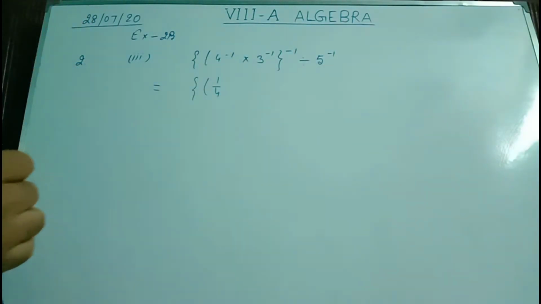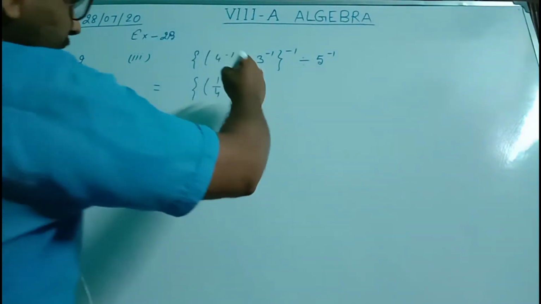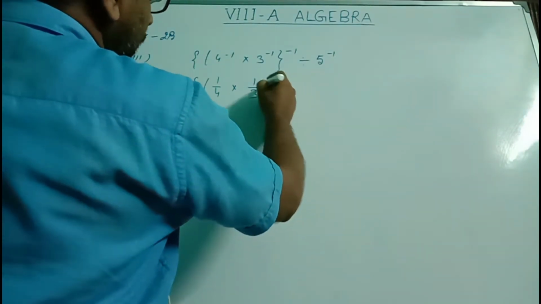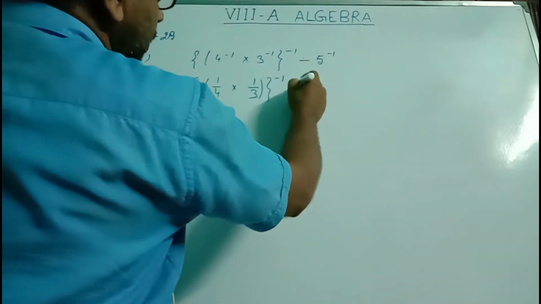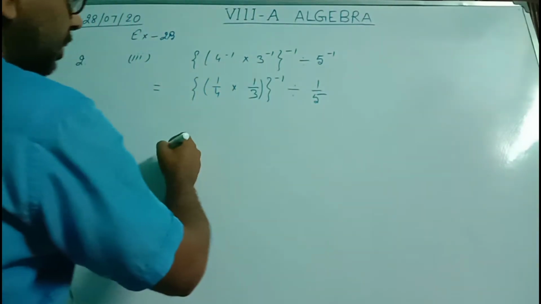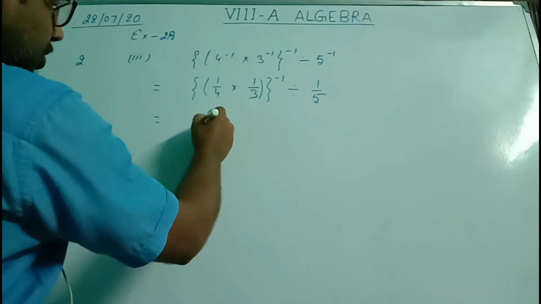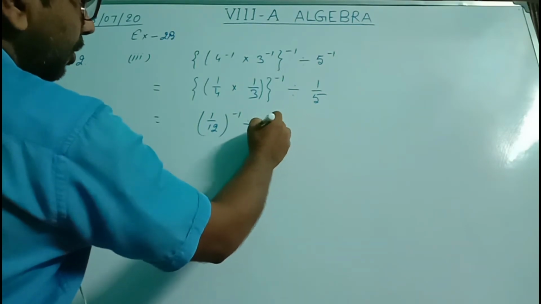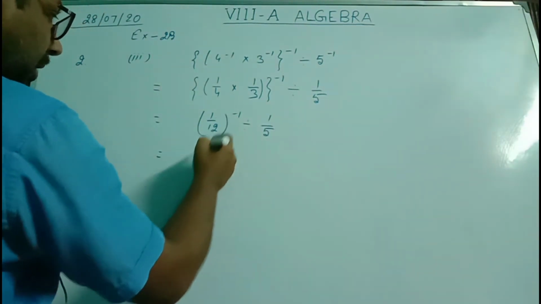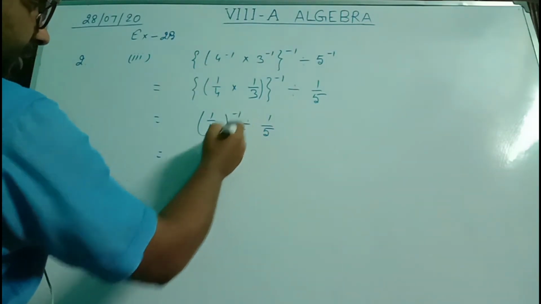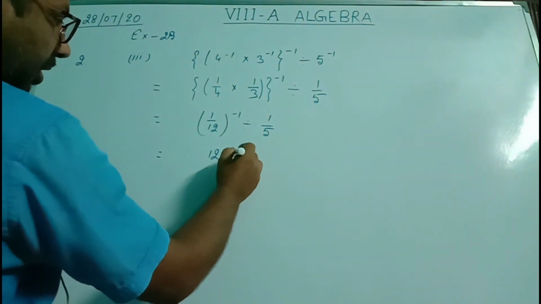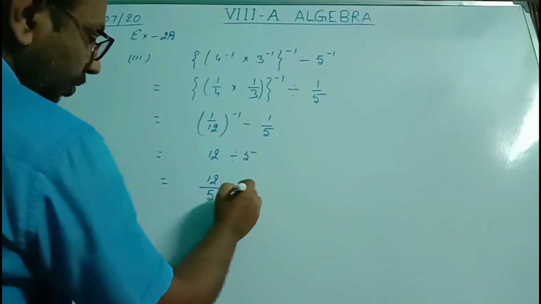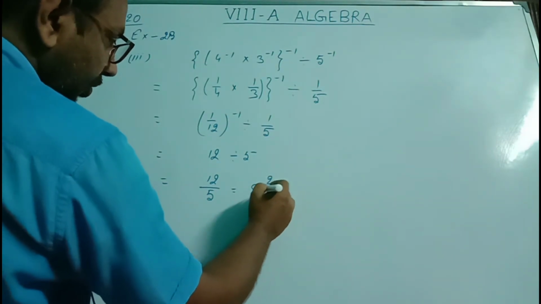To change the index into the positive index, we write the reciprocal of that. Similarly, this will also be the reciprocal. Close this. Here is minus 1, divided by, we can write 1 by 5. We solve this, we got 1 by 12 to the power minus 1 divided by 1 by 5. We write the reciprocal of this to change this negative index into the positive index, so this will be 12 divided by 5. So this became 12 by 5. If you want to change it into a mixed fraction, then this will be 2 and 2 by 5.